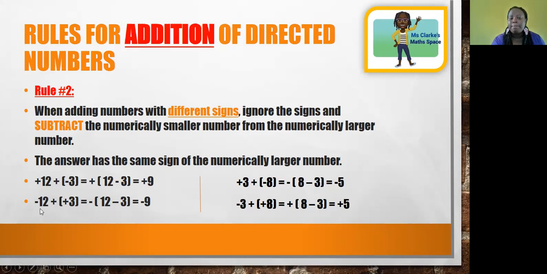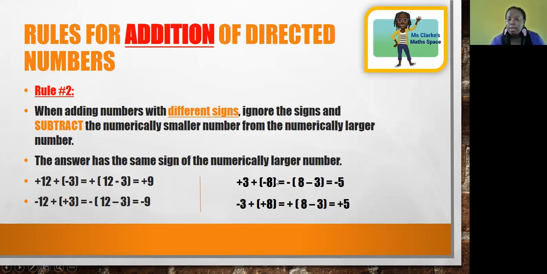On to the next example, we have negative 12 added to positive 3. So we see we have two different signs. We have positive 3 and negative 12. So we find the difference between the two numbers, which is 9. 12 minus 3 is 9. And what is the numerically larger number here, or the absolute larger number? It's 12. So the sign that corresponds with 12 is a negative sign. You see a minus sign in front of it. So the answer would be negative 9.